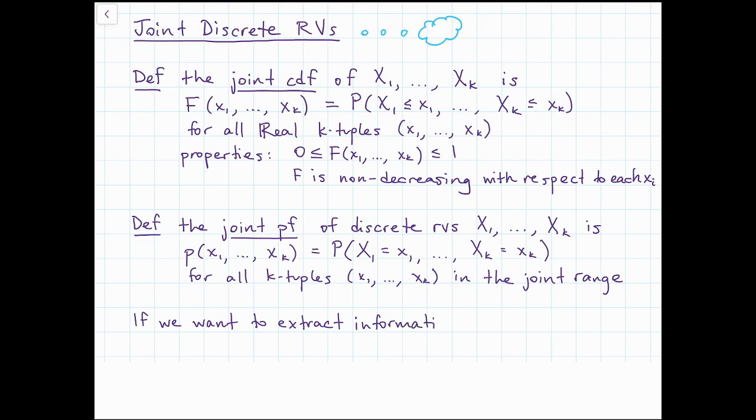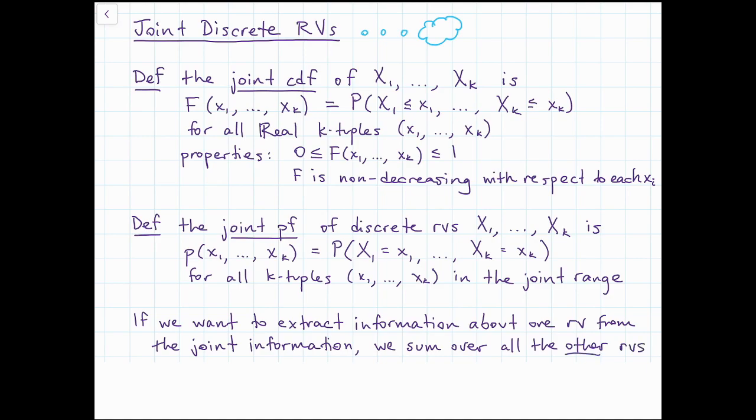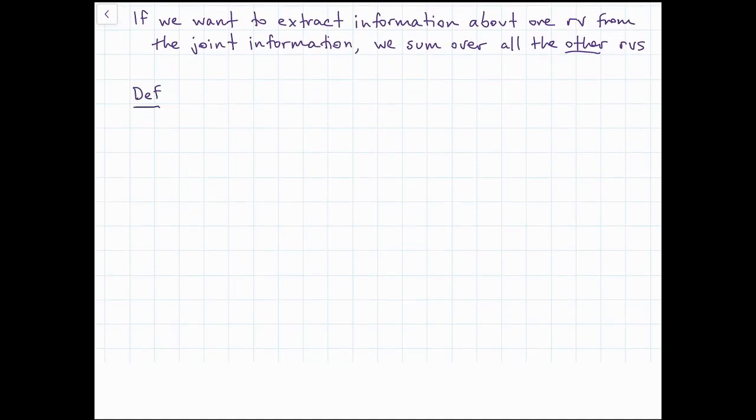We might be interested in extracting information about just one of those random variables from the joint information. And we can do that if we essentially sum over all of the unwanted variables that we don't care about. So if we do that, we'll obtain the marginal probability functions.